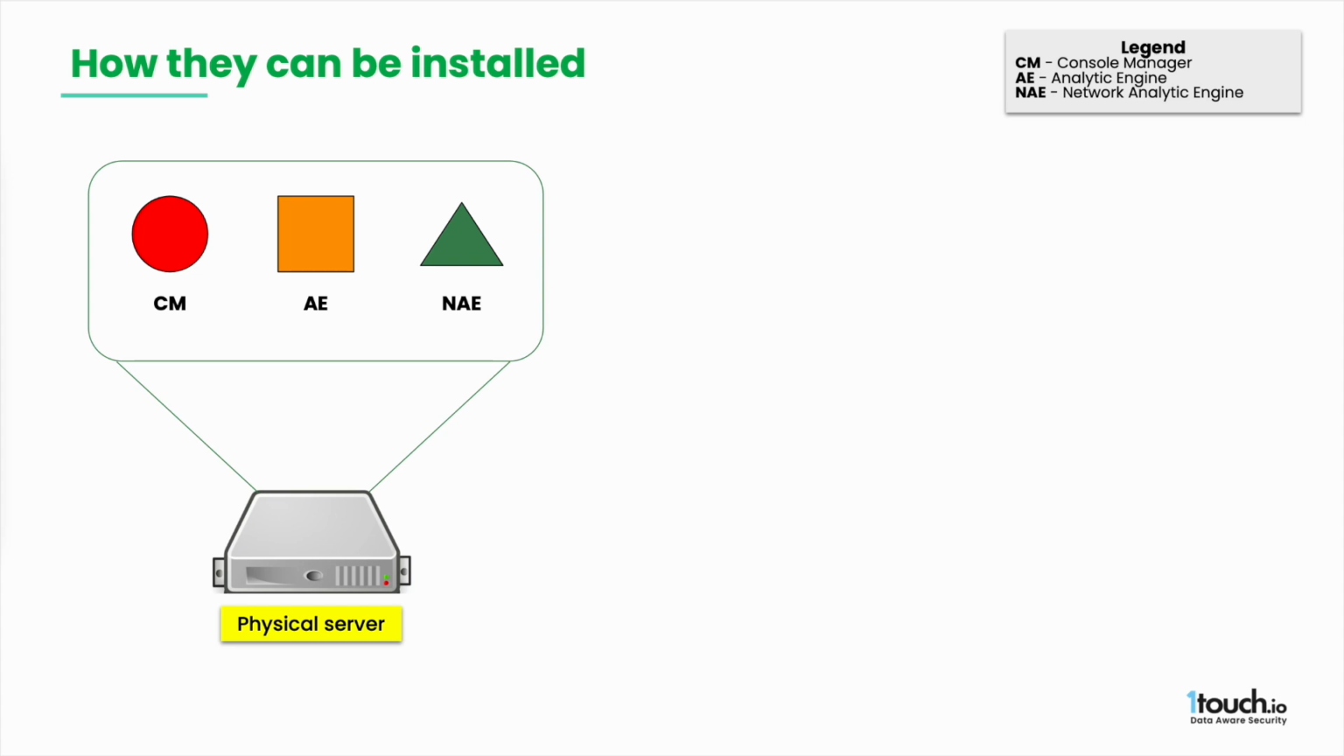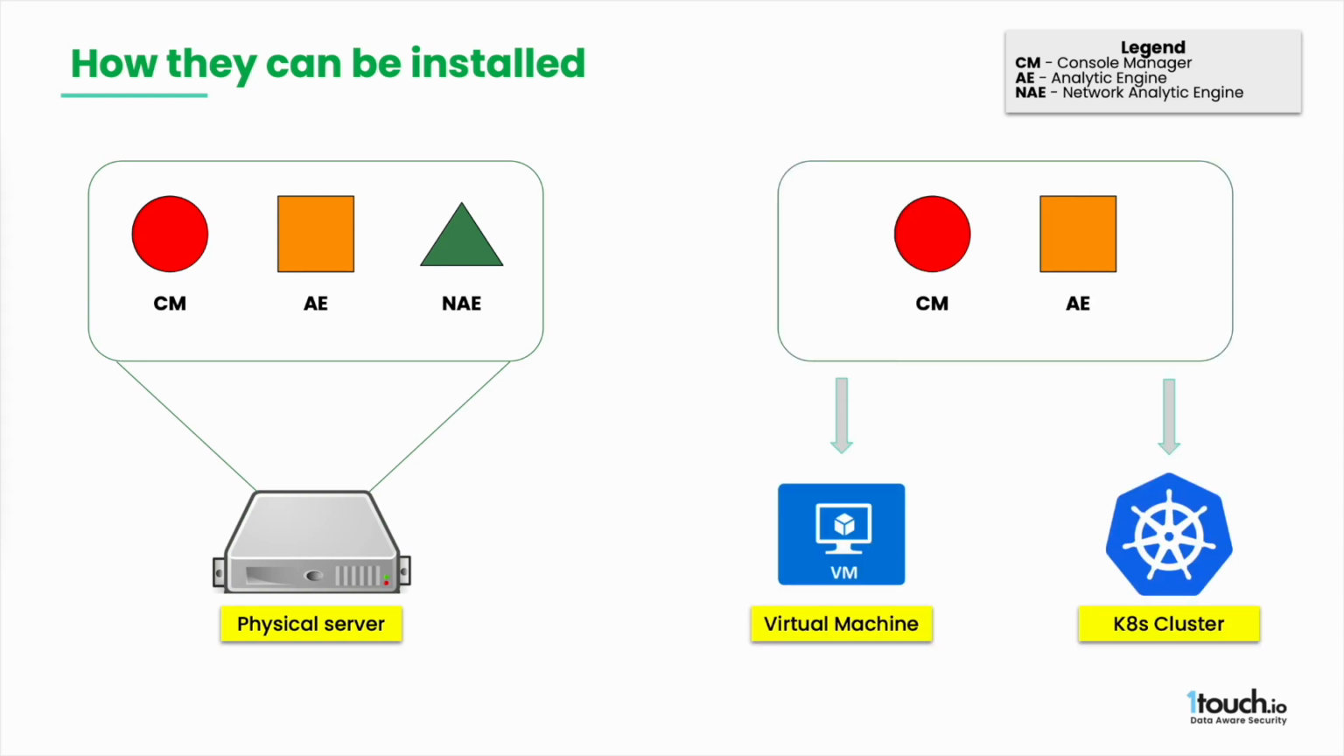First of all, all three can be installed together on a dedicated physical server. If a Network Analytic Engine is not needed, then Console Manager and Analytic Engine are installed as a single app or separately on a Kubernetes cluster or a virtual machine.